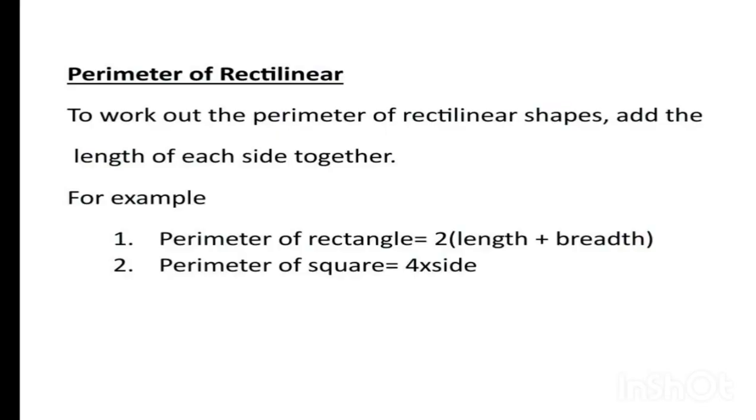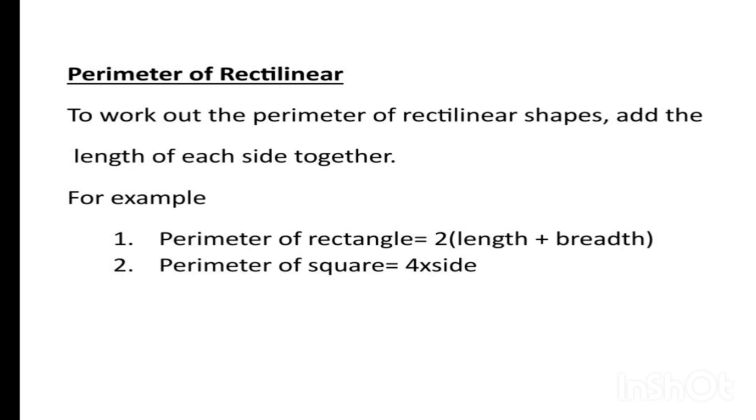Our next chapter is perimeter of rectilinear figures. So first of all we should know what the perimeter is. To work out the perimeter of a rectilinear shape, add the length of each side together. If you have to find the perimeter of any rectilinear figure, then add all the sides of the given figure.